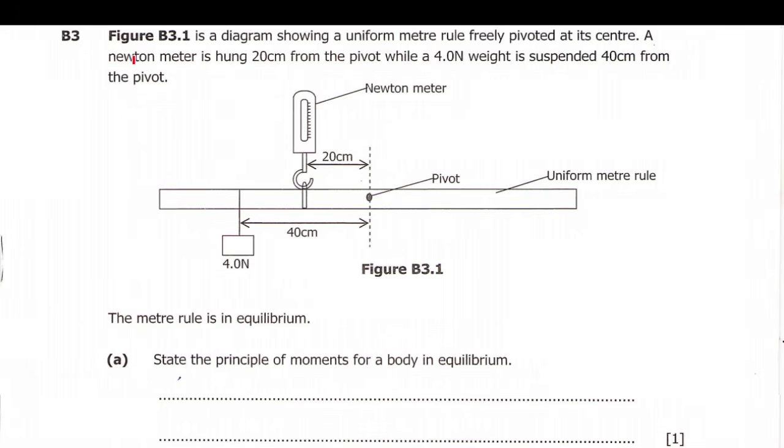So here we are told that figure B3.1 is a diagram showing a uniform meter rule freely pivoted at its center, pivoted here. Then a Newton meter is hung 20 centimeters from the pivot, while a 4 Newton weight is suspended 40 centimeters from the pivot. Then they are saying the meter rule is in equilibrium.